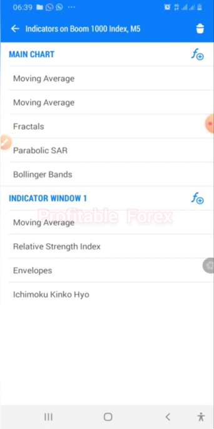So on the main chart, the indicators we have are the moving averages, the parabolic SAR, and the Bollinger Band. The fractals are not very necessary. I always have fractals in my chart, so that's why they are always present. So let's check out the setup for the moving averages.